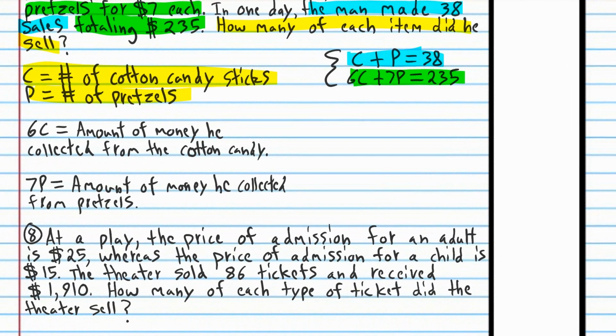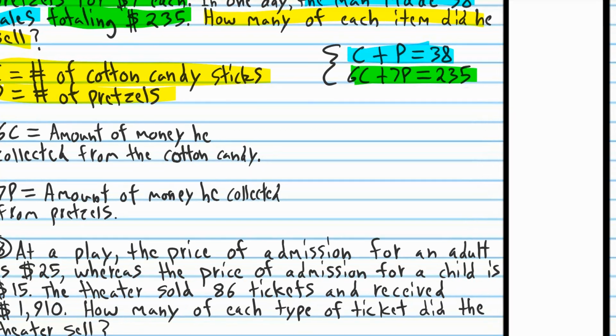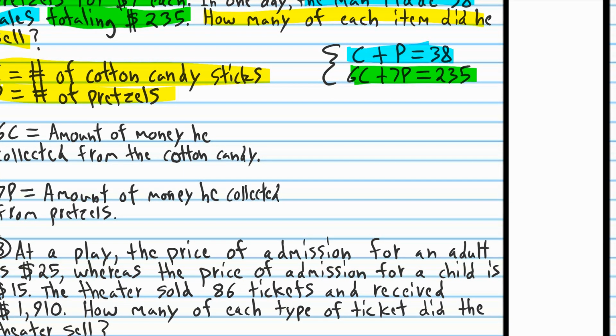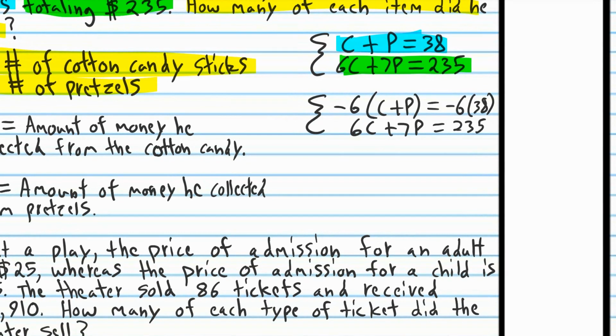So for elimination, we can eliminate C or we can eliminate P. So which one do you want to eliminate? Well, I'm going to eliminate C. So I'm going to multiply the top equation, the blue equation, by -6. And I'm going to use distribution because I'm multiplying by a sum.